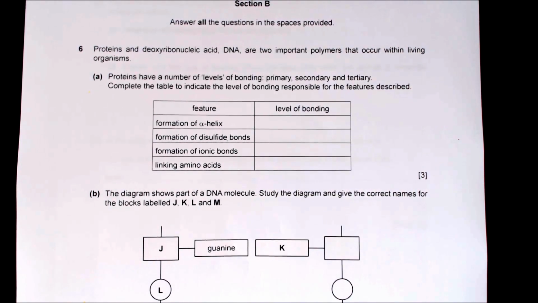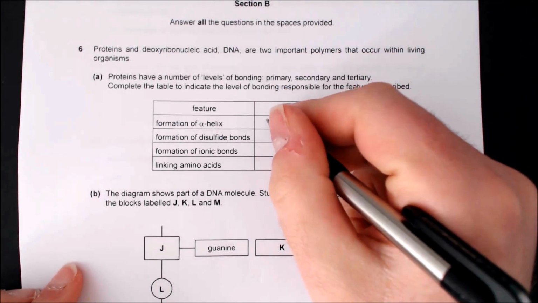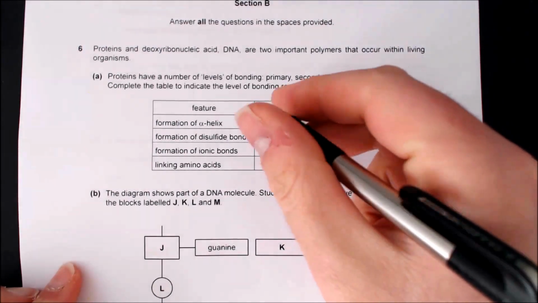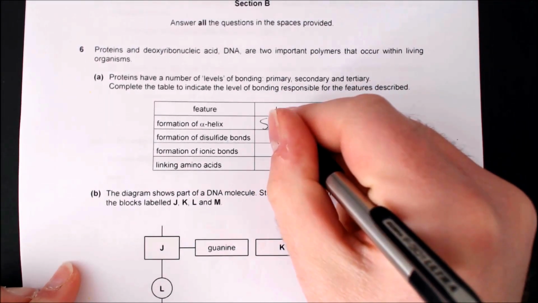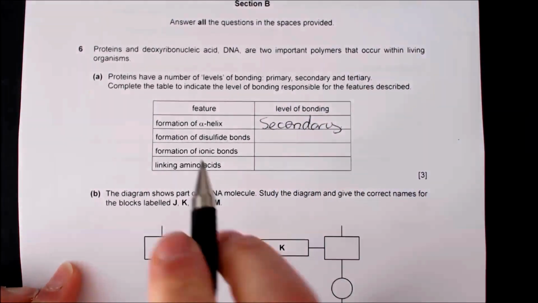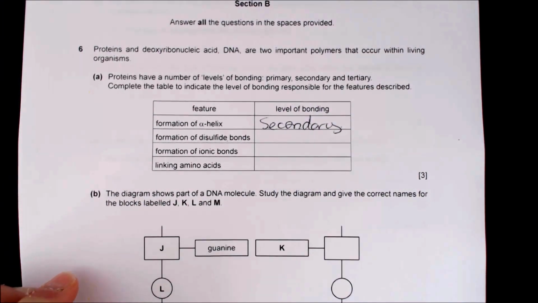So let's look at what we've got here. We're talking about this formation of the alpha helix. Because we're talking about the formation of the alpha helix, this is the secondary level of bonding. So this is where you've taken your proteins and we're starting to form it into some kind of specific shape. So this is secondary. It's not quite as small as the amino acid one, which we'll come on to in a minute. Okay, so this one's secondary. And the formation of disulfide bonds.